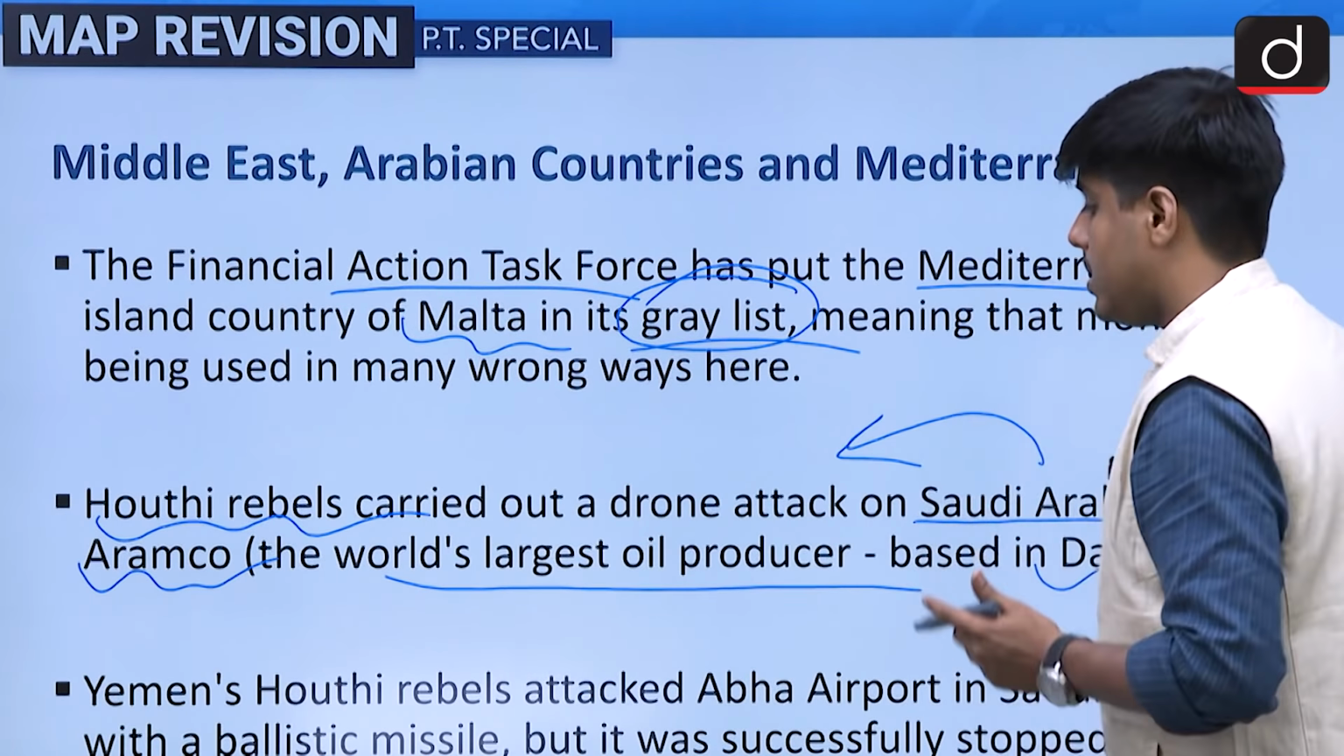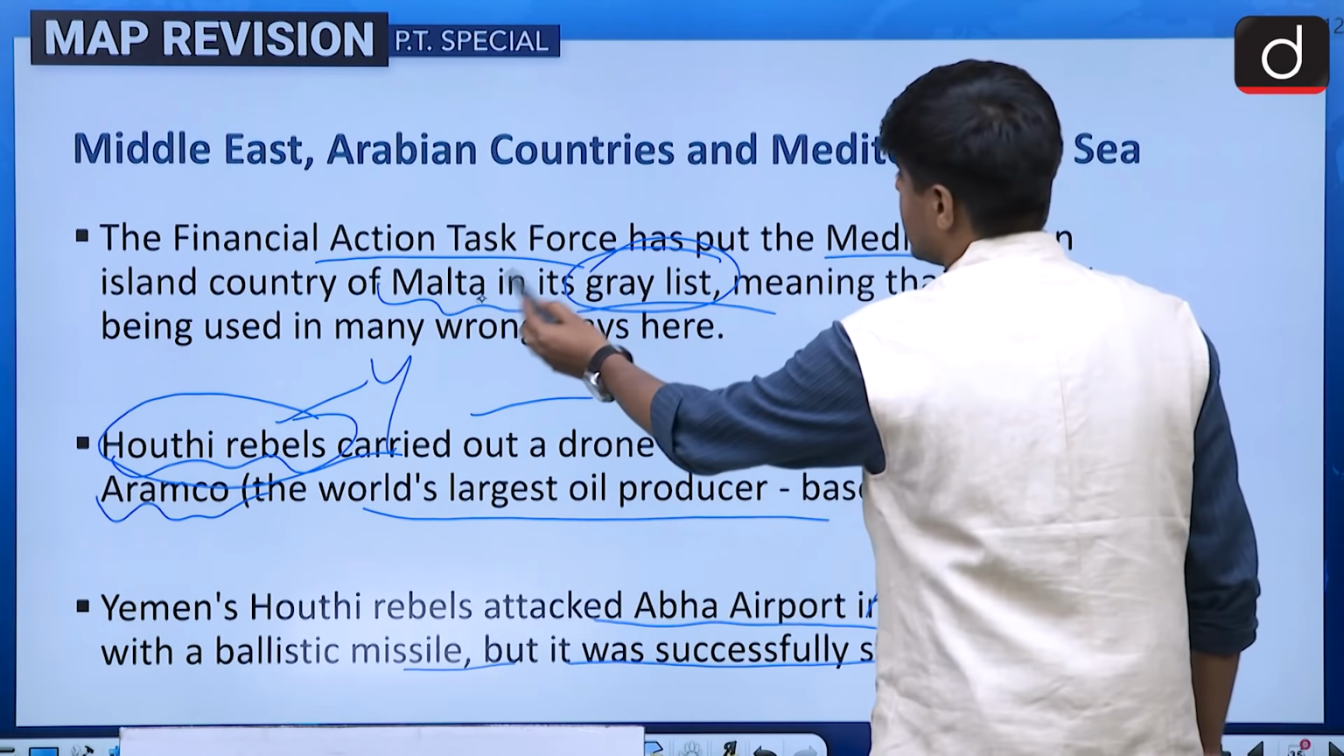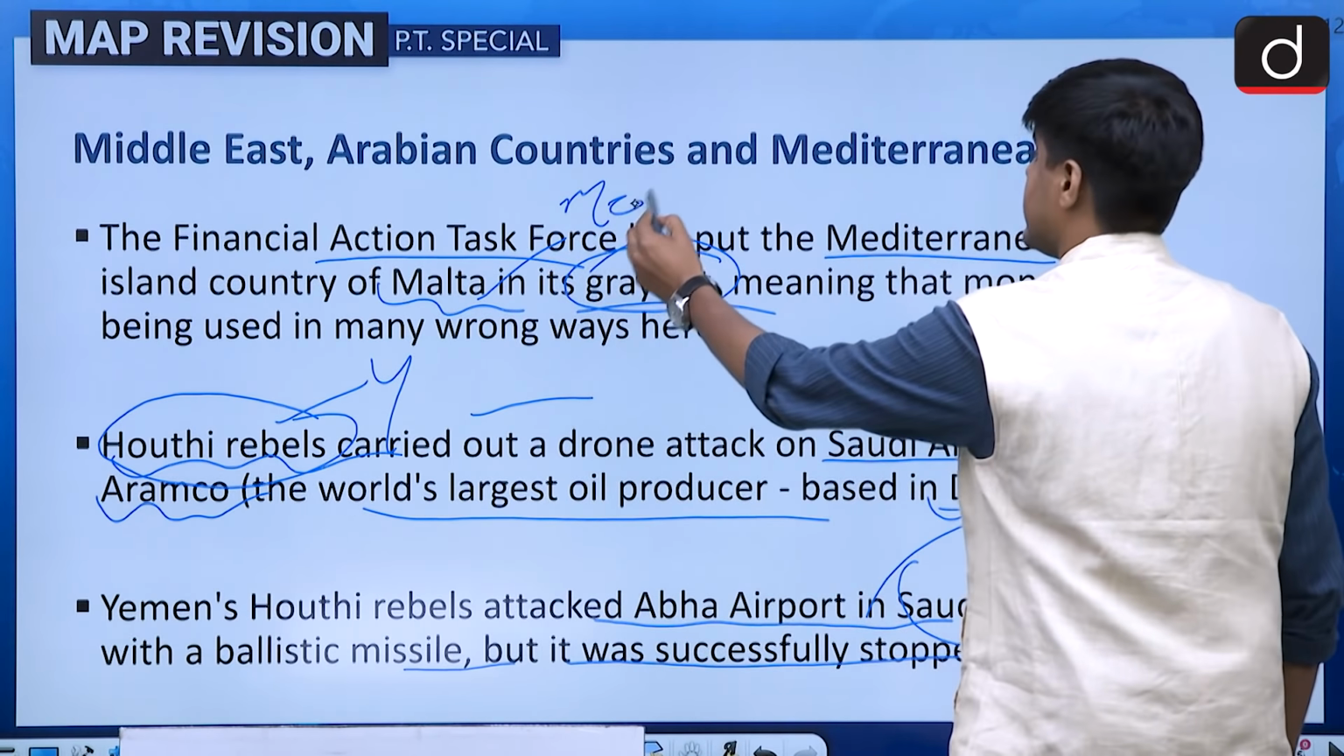So what you need to remember is, Houthi rebels, where are they located? Yemen. Aramco might not be asked. Again, Malta, where is it located? Mediterranean Sea.